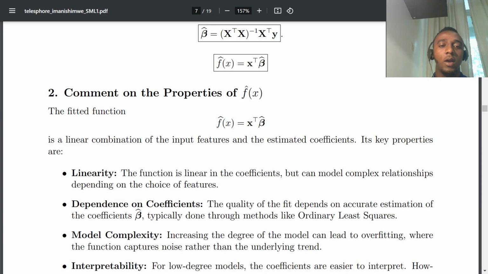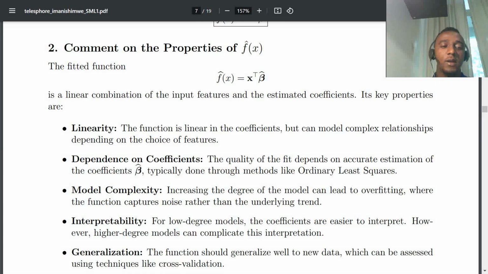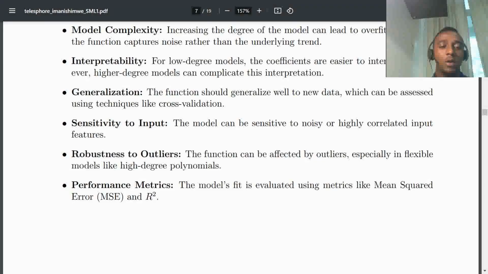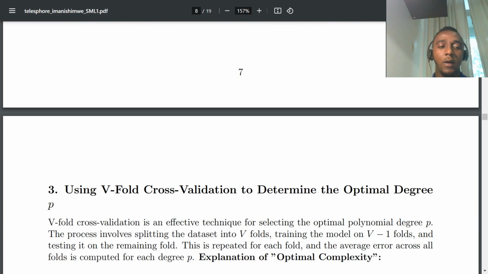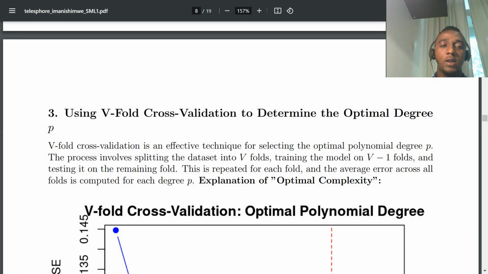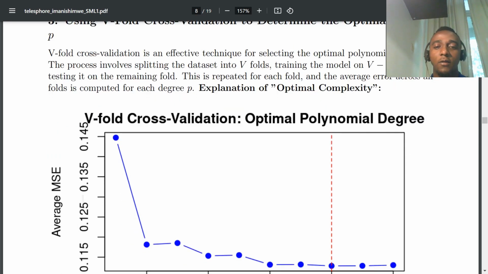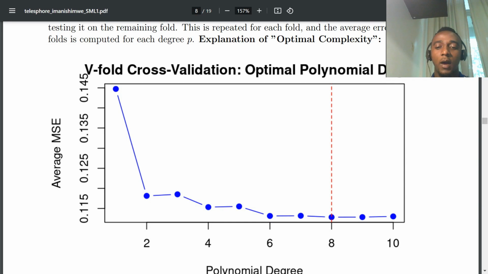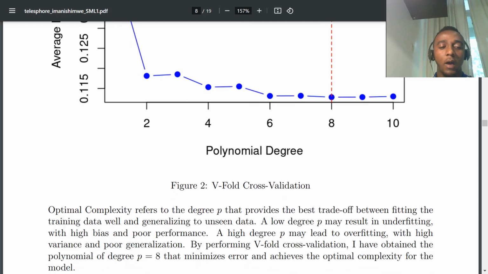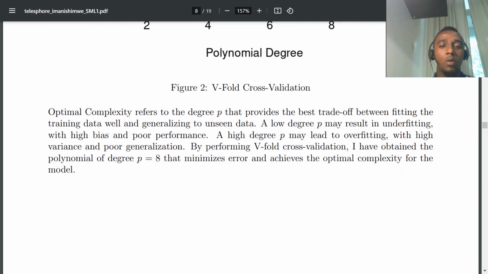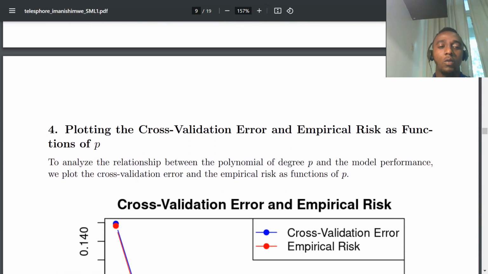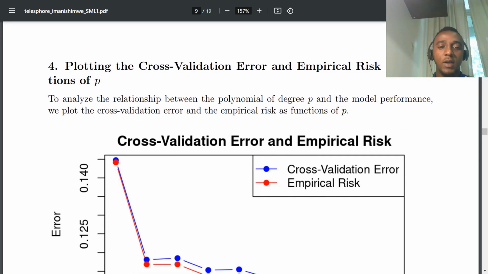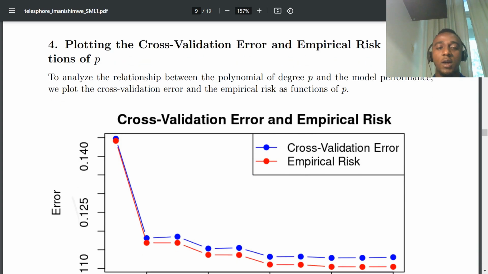And after, I commented on the properties of my function, which is linear in the coefficients. So after that, I went to cross validation, where I am going to select the optimal polynomial that can fit my dataset. After doing the cross validation, I found that my model will be of degree 8. So 8 is the highest degree of my polynomial. So after that, I went to sketch the errors for the cross validation and empirical risk.